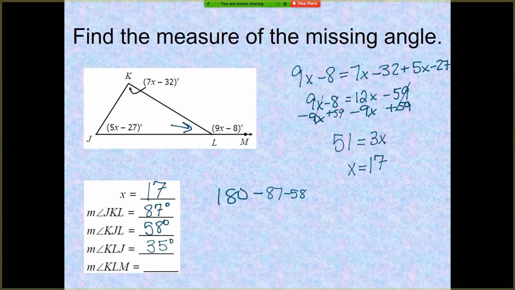And then to find the last one, KLM, that's this angle right here. So the 9x minus 8, if I take 9 times 17 minus 8, I get 145 degrees.